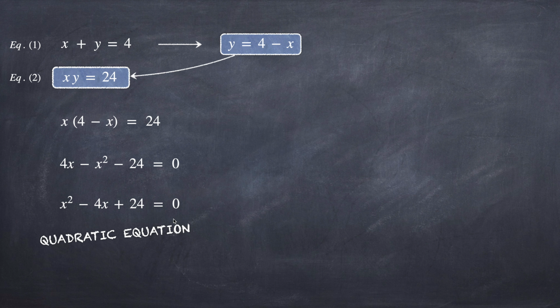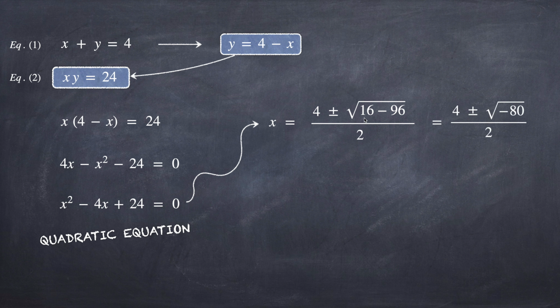This is a quadratic equation, and we know how to solve it. So let's call the coefficients of these terms a, b, and c. So a is 1, b is minus 4, and c is 24. So x is equal to 4 plus or minus the square root of 16 minus 4 times 1 times 24, which is 96, over 2a, which is 2. So inside the square root we obtain minus 80.